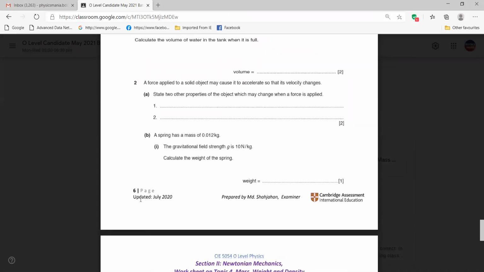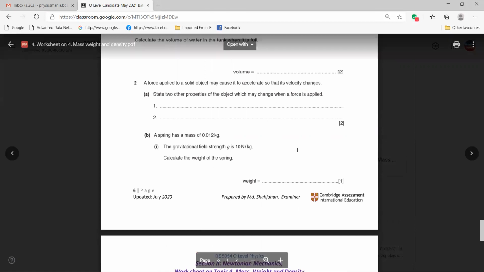A force applied to a solid object may cause it to accelerate so that its velocity changes. State two other properties.